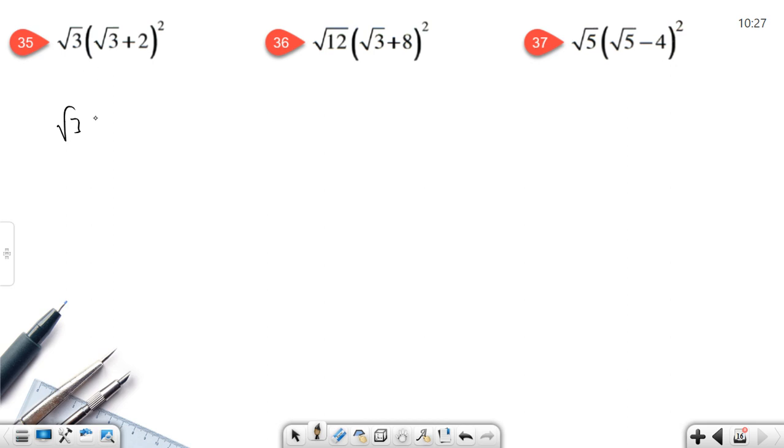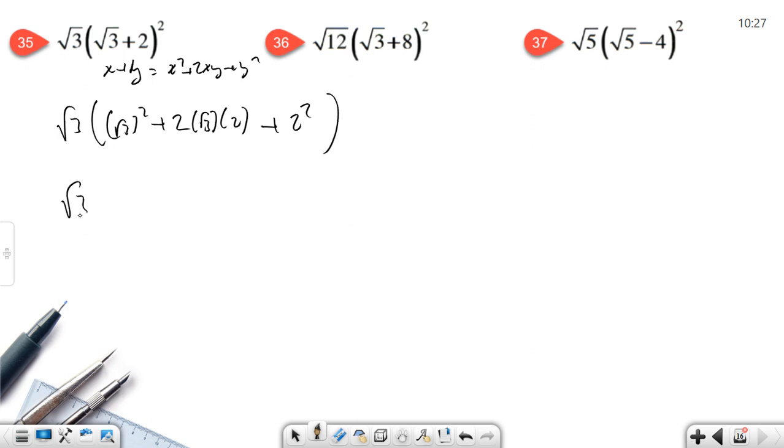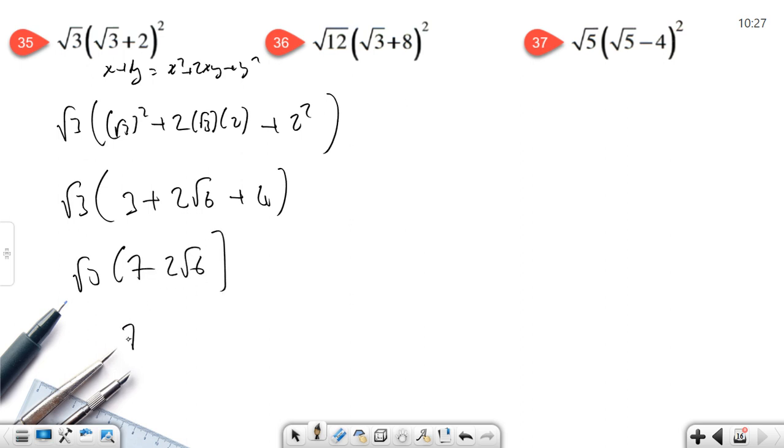Oh, wait. There's a square, so I want to solve that one. It is one of these. Here's square root of 3 plus 2, squared, and what we know is I can write x plus y squared as x squared plus 2xy plus y squared. There was a rule. So what is x? Square root of 3 squared plus 2 times square root of 3 multiplied by 2 plus 2 squared. It's going to be 3 plus 2 square root of 6 plus 4. 3 plus 4 is 7, and 2 square root of 6.